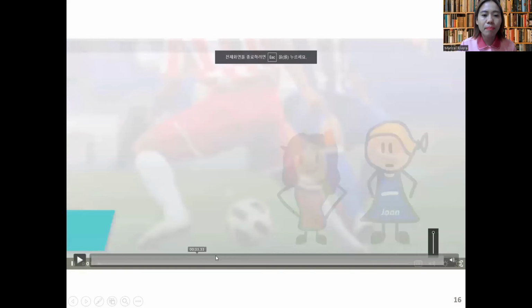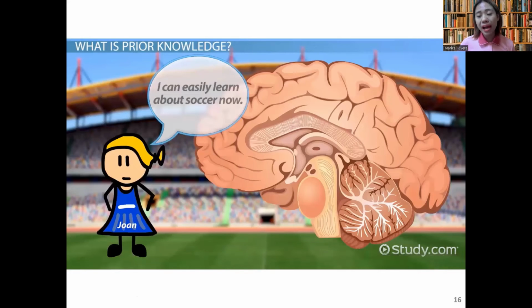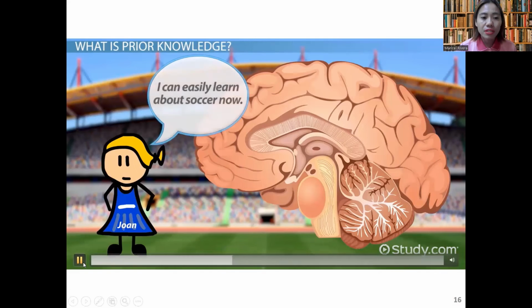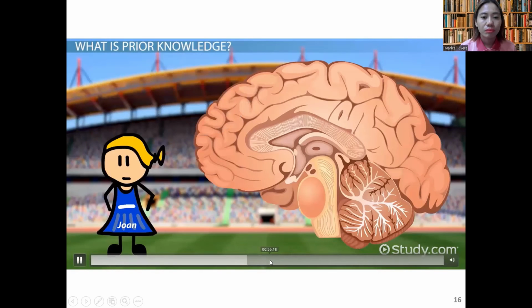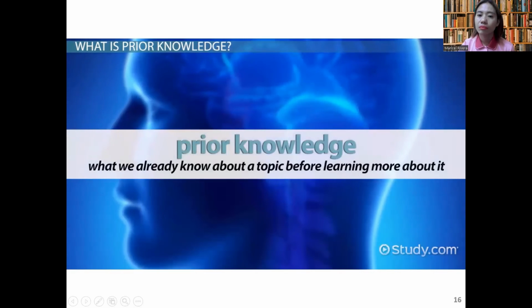So it is a very good example because it's making use of what the learner knows about basketball to understand a new game, which is soccer. By pulling out what you learned in the past, that knowledge that you previously learned, to learn something new, the knowledge that you pulled out, we call that prior knowledge. So here, it's easier for her to learn new information, soccer. She had some prior knowledge. What we already know about a topic before learning more about it is prior knowledge.